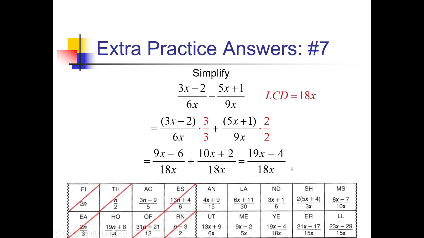Doing a quick check, I can't factor or reduce anything in any way here. This is as good as it's going to get. So let me find that down here. 19x minus 4 over 18x. There we go. Cross that off.